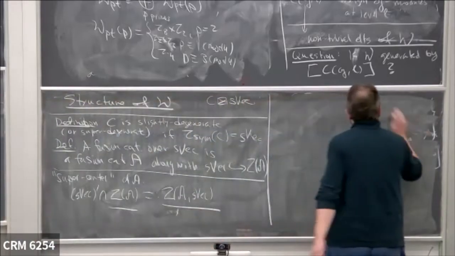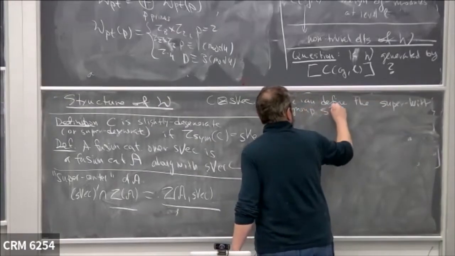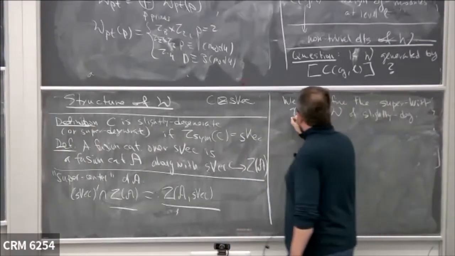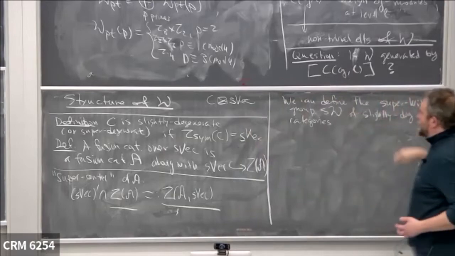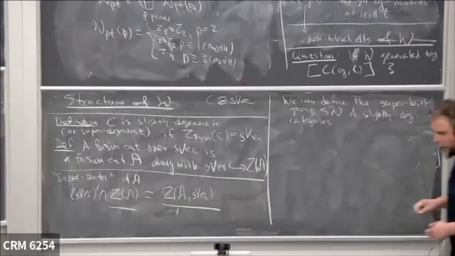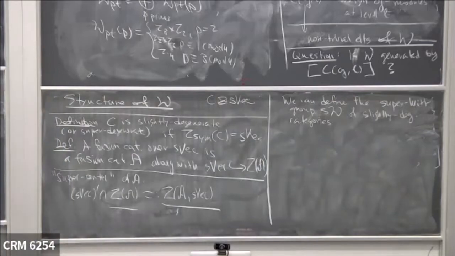Namely, we can define the superwitt group, I call it SW, of slightly degenerate categories. Again, the same definitions will be given, the same formulas will be written, the only difference is that we work over supervector spaces all the time. And the advantage of this super thing is that there is a better structural theory. There is a sort of Wedderburn decomposition into a direct product of simples.